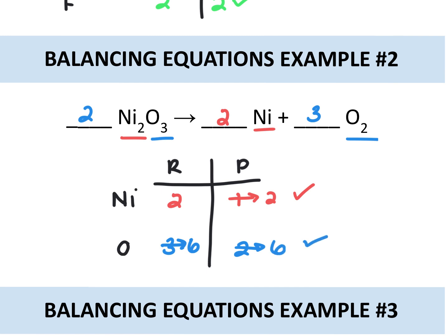Now, looking over that, when I added that 2 onto my Ni2O3, that did change my nickel on the reactant side to 4. So to fix this, all I need to do is take away that 2.